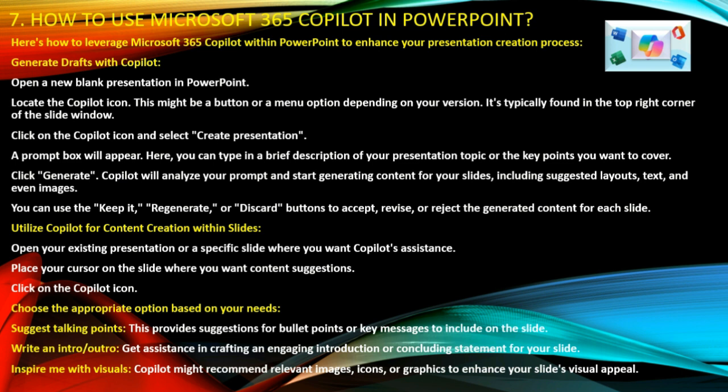Open your existing presentation or a specific slide where you want Copilot's assistance. Place your cursor on the slide where you want content suggestions. Click on the Copilot icon. Choose the appropriate option based on your needs. Suggest talking points. This provides suggestions for bullet points or key messages to include on the slide.